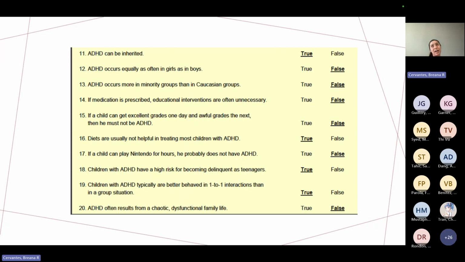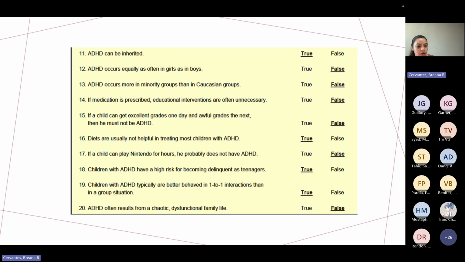So we have higher rates of brain injuries from car accidents in children with ADHD, especially boys, and higher rates of substance use. But I will say that doesn't necessarily mean ending up in the justice system, like in juvie or prison later on.